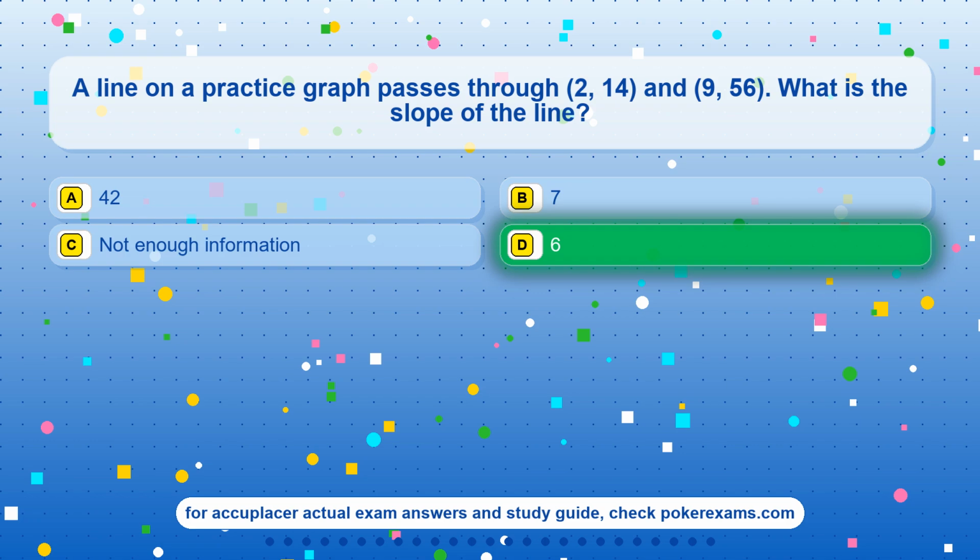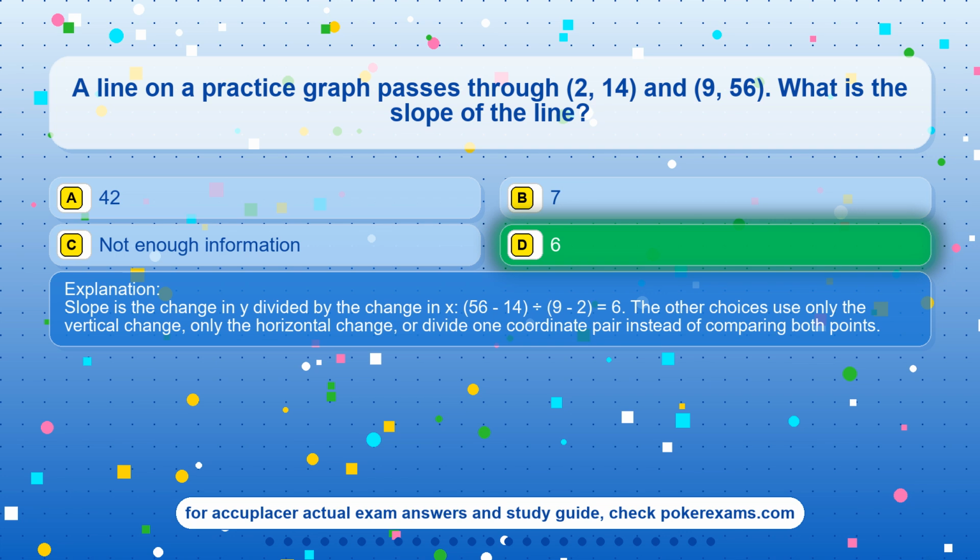The correct answer is option D, 6. Slope is the change in y divided by the change in x. 56 minus 14, divided by 9 minus 2, equals 6. The other choices use only the vertical change, only the horizontal change, or divide one coordinate pair instead of comparing both points.